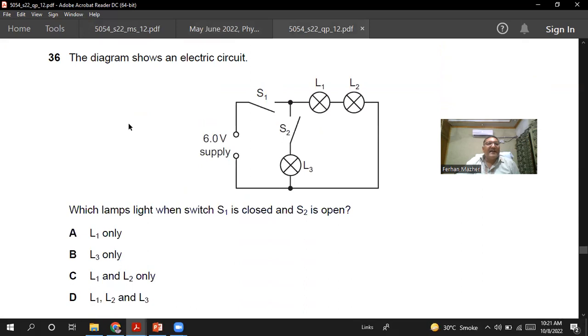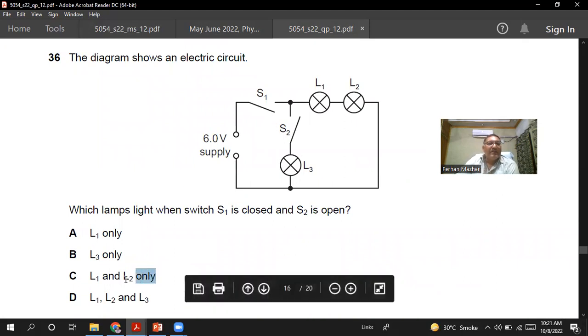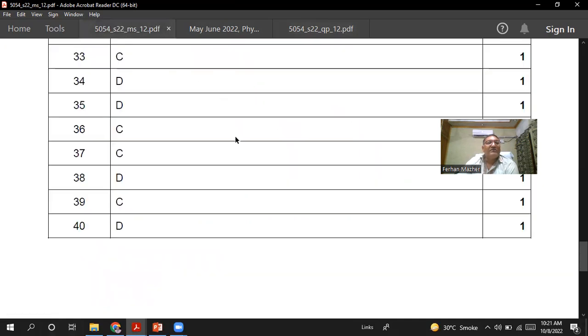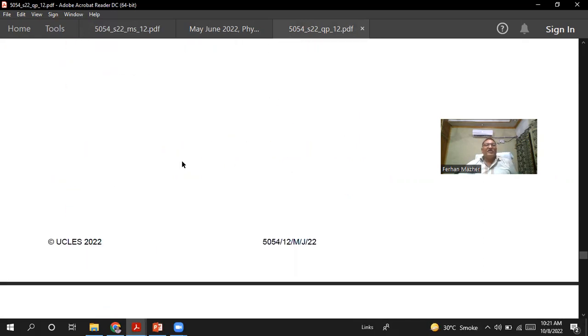Okay, now he says the diagram shows an electric circuit. Which lamp lights when the switch S1 is closed and S2 is open? If you keep it open and you close it, the lamp 1 and lamp 2, their path will be completed. Lamp 3 will remain off and lamp 1 and lamp 2 will light. So lamp 1 and 2 will light only. Okay, so I think C is the option. Question number 36, C is the right option. So let's go to the next question.